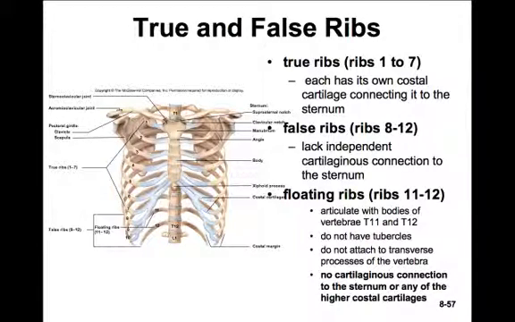Now there are true, false, and floating ribs. True ribs have their own costal cartilage connecting them to the sternum. So these are true ribs. False ribs share a cartilaginous connection to the sternum. So those are these ribs here, ribs 8 through 12, where they're sharing a cartilaginous connection into the sternum. And then floating ribs, 11 and 12, articulate just with the body of the vertebrae. They don't have tubercles, so they don't attach to a transverse process, and they have no cartilaginous connection to the sternum.